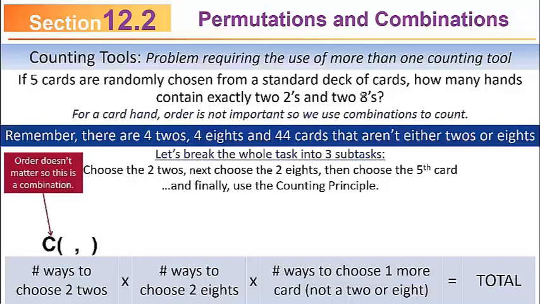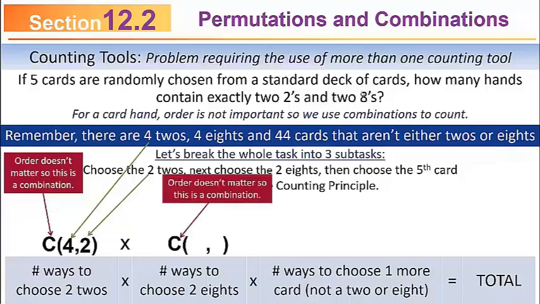So going back, choosing your twos, it's a combination because order doesn't matter. There are 4 twos in the deck and we want to choose 2 of them. So that's a combination of 4 things taken 2 at a time. Then we want to move to the eights. Again, there are 4 eights in the deck and we want to choose 2 of them. So that's also a combination of 4 things taken 2 at a time.